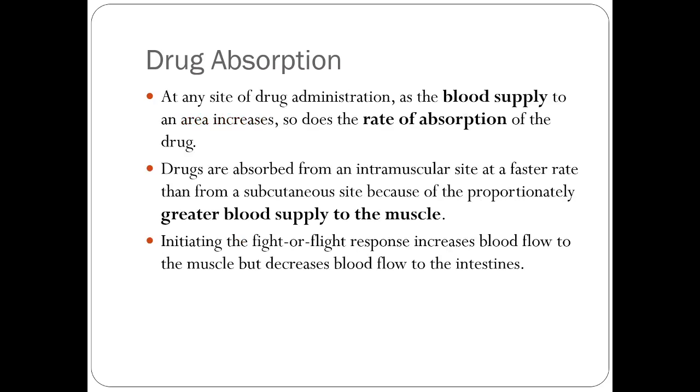At any site of drug administration, as the blood supply to an area increases, so does the rate of absorption of the drug. Drugs are absorbed from an intramuscular site at a rate faster than a subcutaneous site because there's more blood supply to the muscle. If we initiate a fight or flight response, that increases blood flow to the muscle but decreases blood flow to the intestines, and we have to keep that in mind. If we have a stressed out animal, they're not going to absorb the drug through the intestines as well as they will absorb the drug in the muscle if we give it IM.